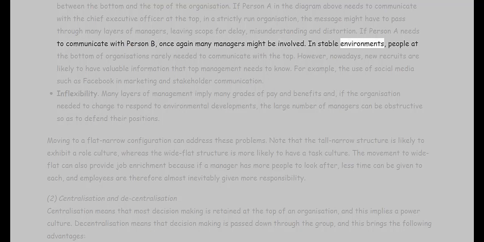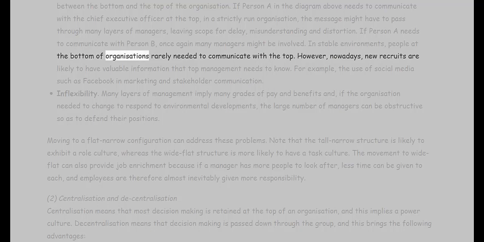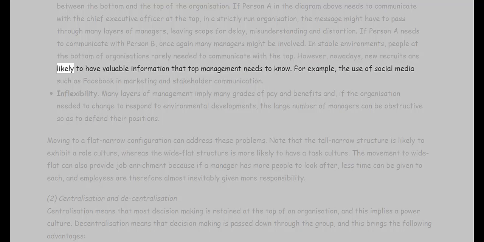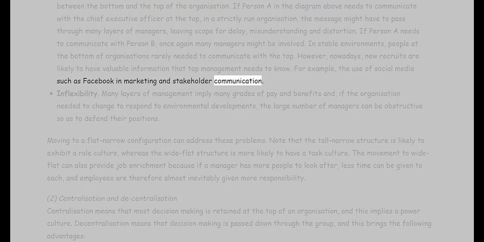In stable environments, people at the bottom of organizations rarely needed to communicate with the top. However, nowadays, new recruits are likely to have valuable information that top management needs to know. For example, the use of social media such as Facebook in marketing and stakeholder communication.